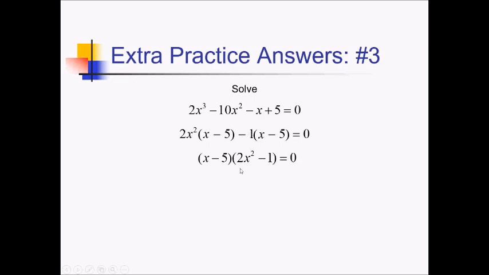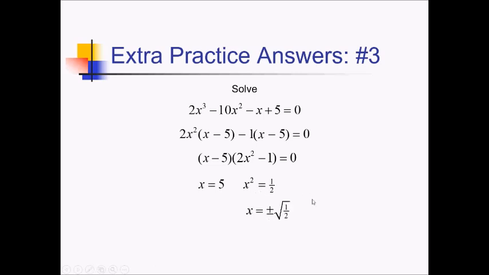Setting each of these equal to 0 and solving, we see that x has to equal 5 for that first factor. And then for the next one, I can add 1 and divide by 2, so I have x squared equals 1 half. And then I can square root both sides. So initially, I can write plus or minus square root of 1 half.